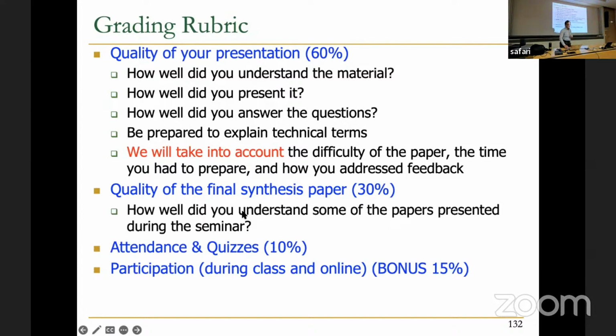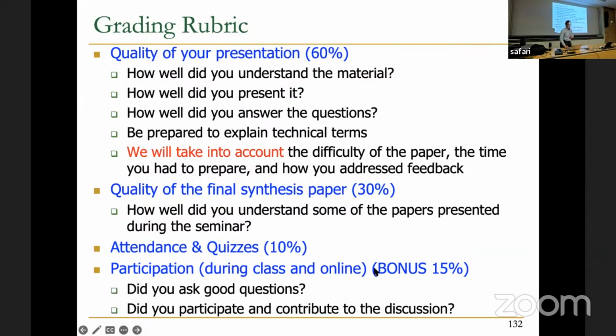Synthesis paper is also a part of the grade, and it's already online. You can start studying. Attendance and quizzes is part of the grade. And then participation, we have a bonus grade over here, which enables us, if you participate a lot, for example, made the class lively, made the discussion good, then you'll get rewarded for it. But hopefully you're not doing this for the grades. In the end, this is only a 2-credit course, right?